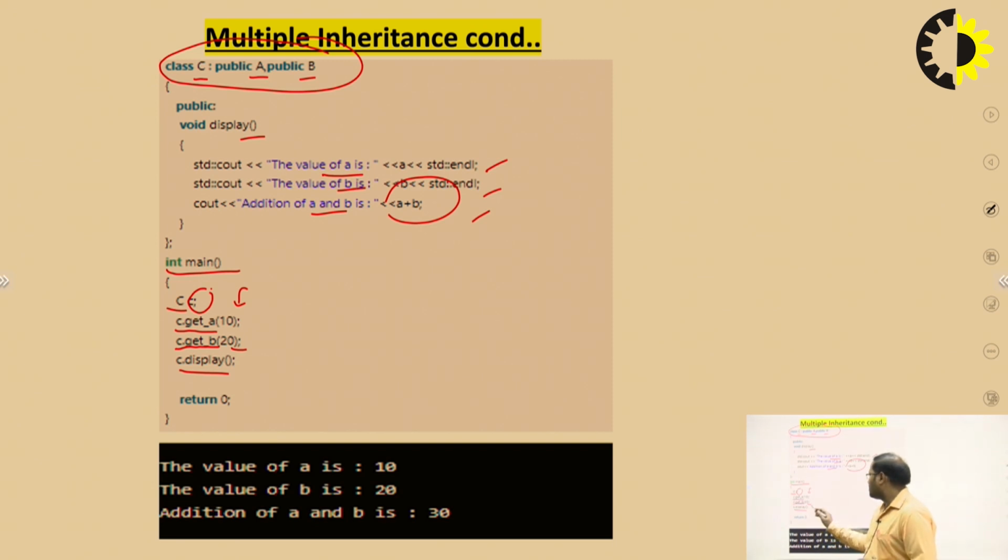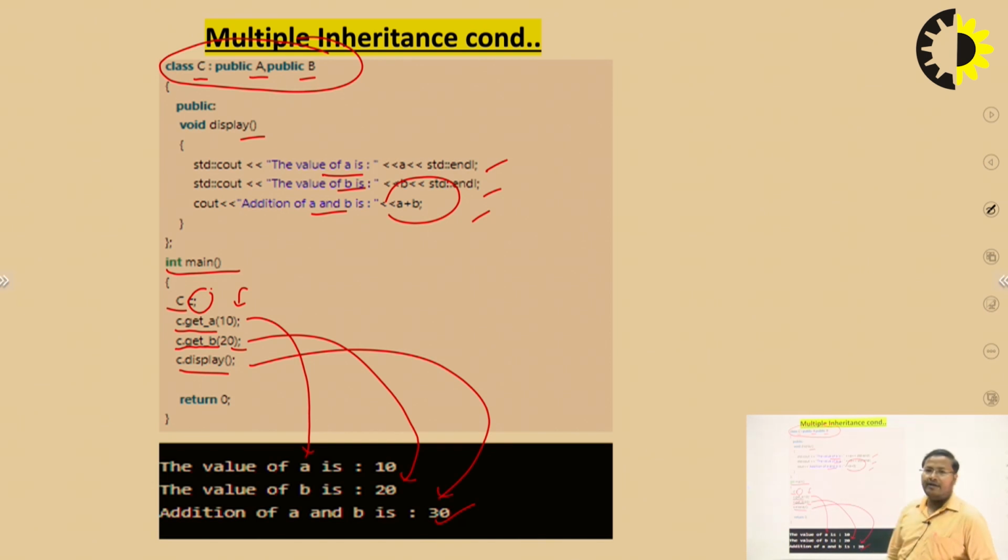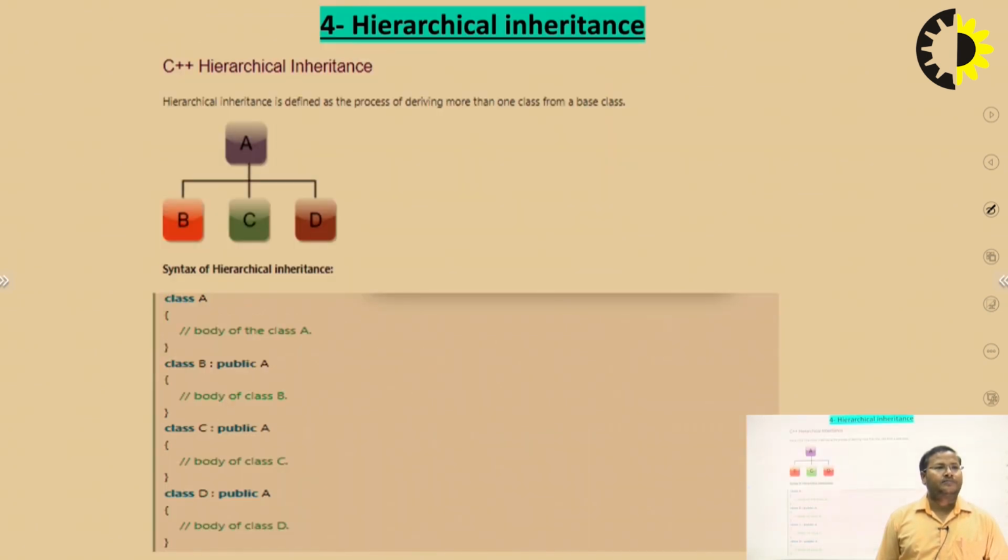So the addition of A plus B will be performed and the result will come, 30. Due to this line, the first value will come, due to this line, the second will come, and due to this third line, the sum will be shown in the output. So it is all about multiple inheritance.